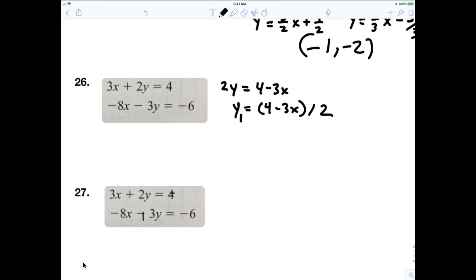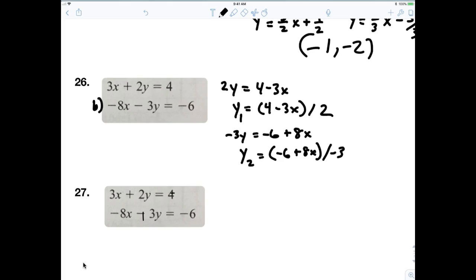Now let's look at B. So I moved the 8x. I don't care that the y is negative. So it's going to be negative 3y equals negative 6 plus 8x. If you want to put the 8x in front, it's okay. Then we divide by negative 3. So the second equation is going to be (negative 6 plus 8x) divided by negative 3. Does everybody agree? That's much easier than doing a bunch of fractions.